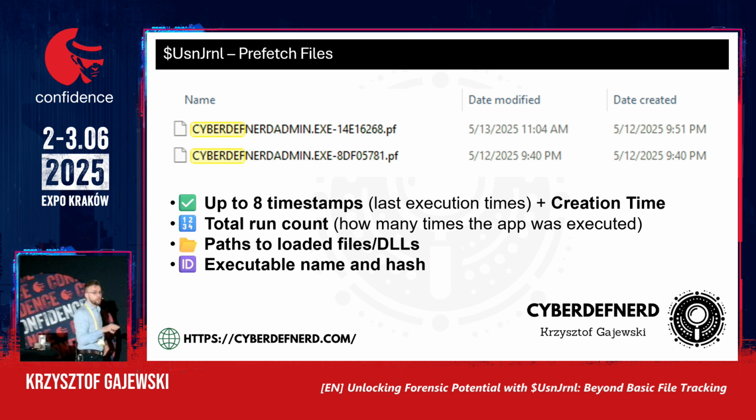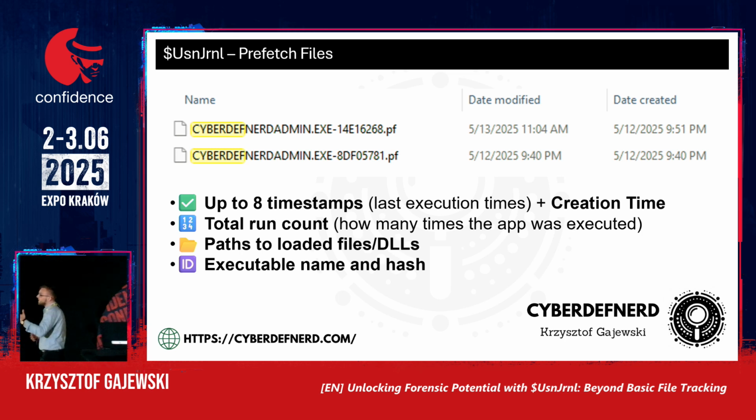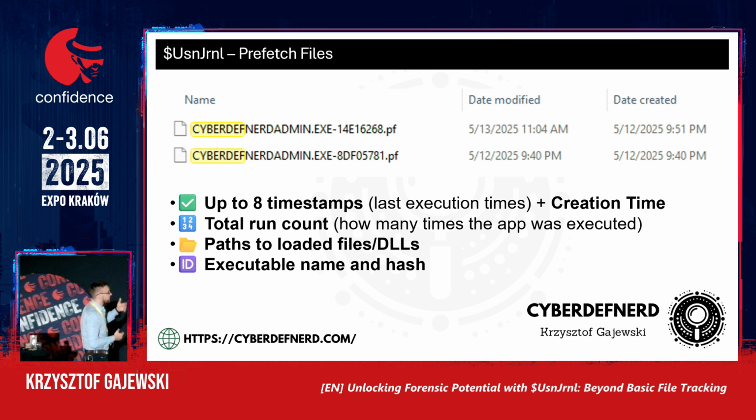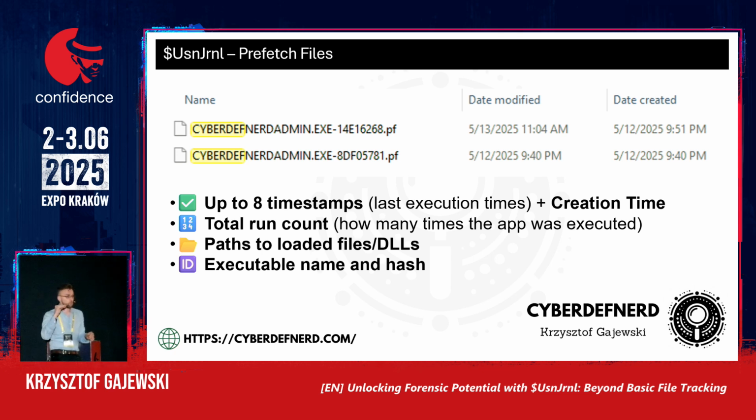For those who are not aware, the prefetch file is of course the artifact that we have on the Windows operating system, which is created when you run the executable, and then every time you run that executable, it's updated. As a result, we have up to 8 timestamps, last execution times plus the creation time of the prefetch file. So just to make it clear, when you run, for example, word.exe, then the prefetch file for that executable will be created, okay? And now we can parse it.